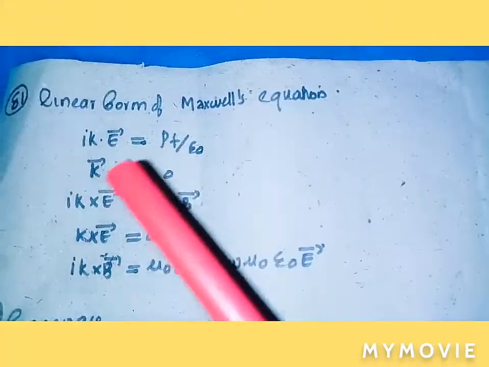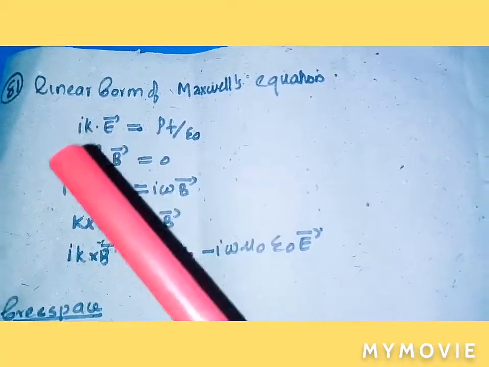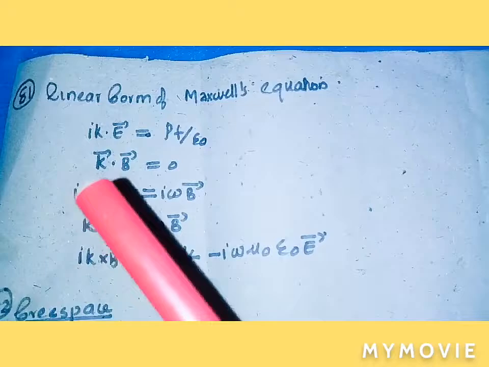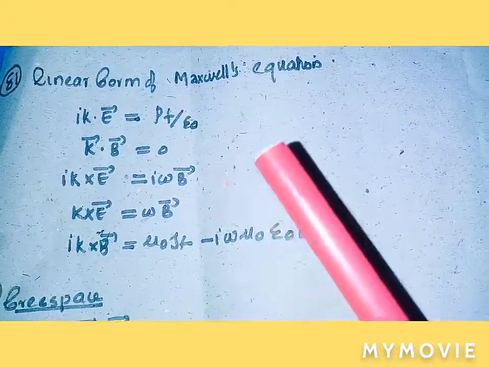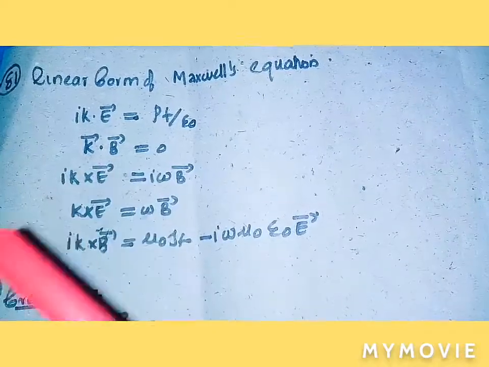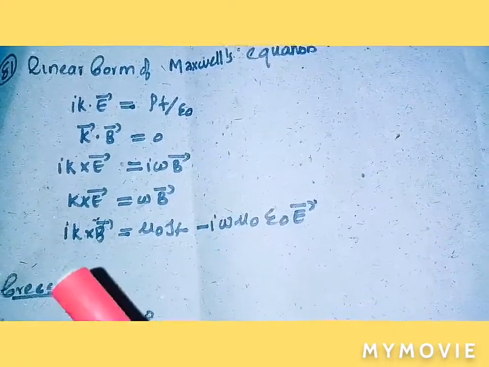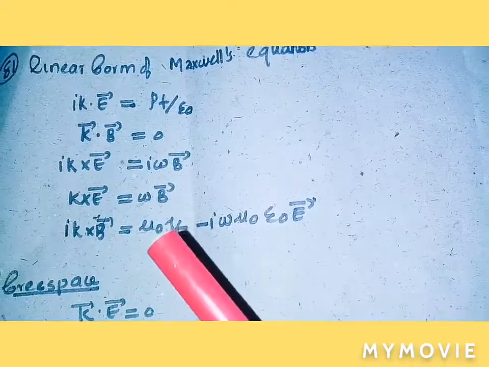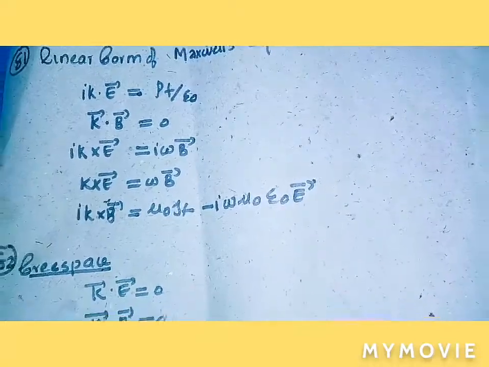Linear form of Maxwell's equations: i k dot E bar is equal to rho F by epsilon 0. K is the wave vector. K bar dot B bar is equal to 0. i k cross E bar is equal to i omega B bar. So here we cancel i, so k cross E bar is equal to omega B bar. i k cross B bar is equal to mu 0 JF minus i omega mu 0 epsilon 0 E bar.